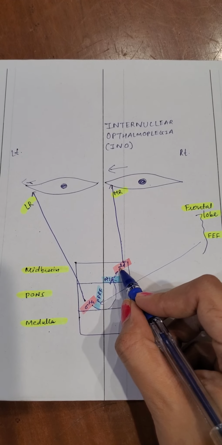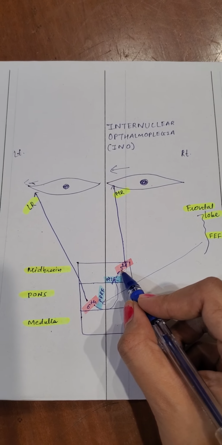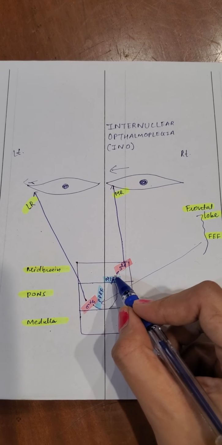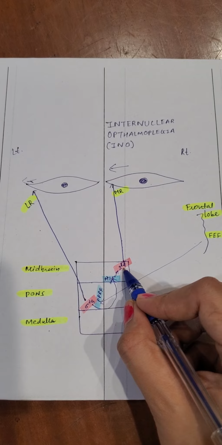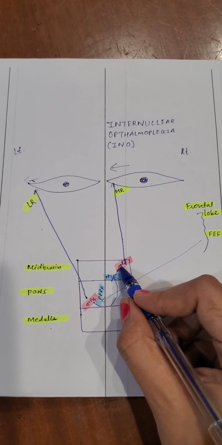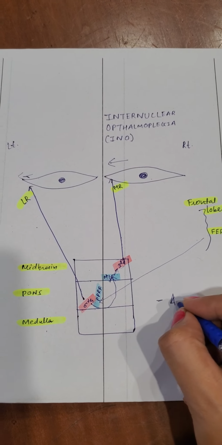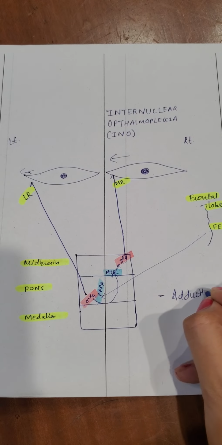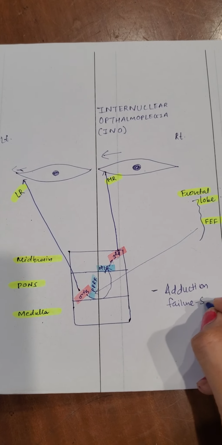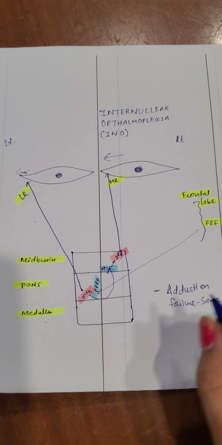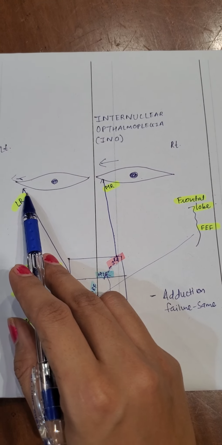So the signal will not go to this side of the third nerve. So what will be the manifestations? The third nerve will not innervate the medial rectus. So there will be adduction failure on the same side, and the opposite side will not be able to fixate the eye.